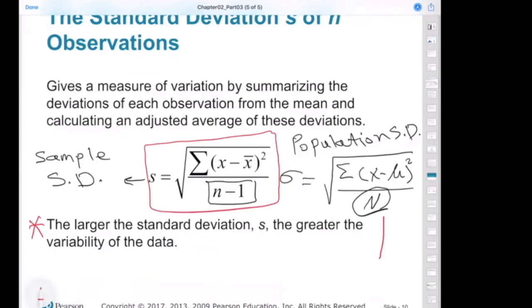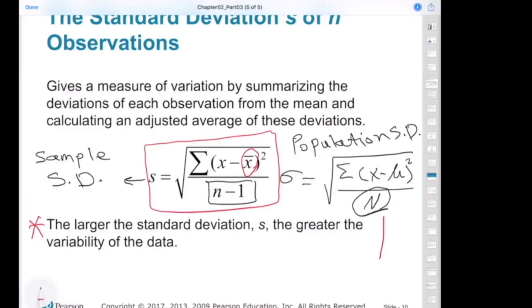The standard deviation, when we calculate it, it's based on what? The difference between the observation and the mean. The mean, this guy, the mean.